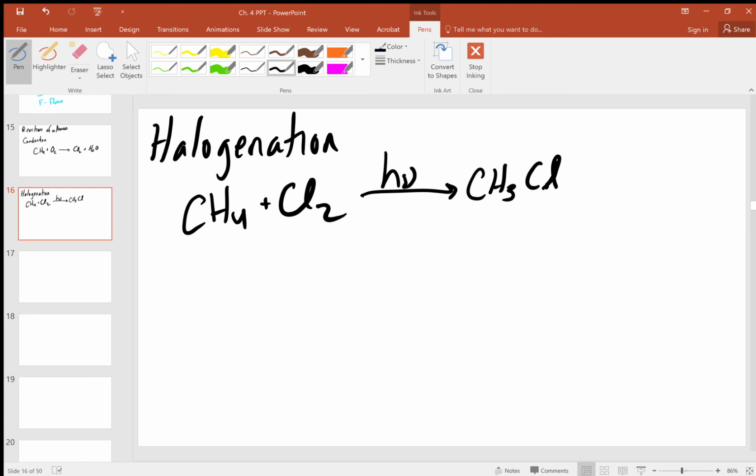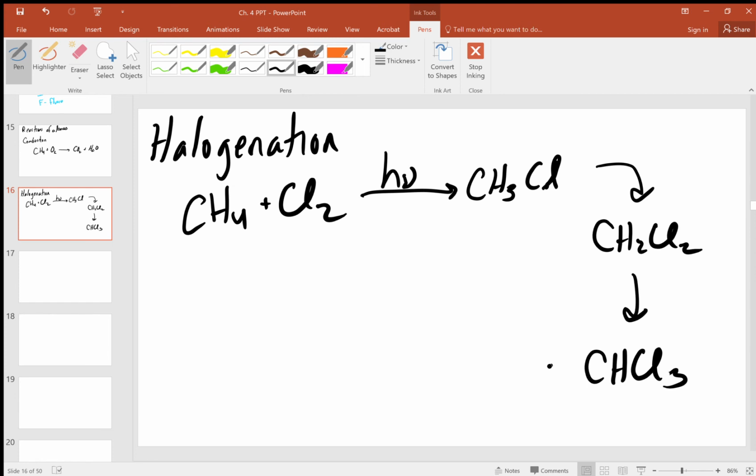However, sometimes with this reaction, control can be a pretty significant issue. This can actually react a second time or a third time, or under the most extreme conditions can react all the way until you don't have any hydrogens left. So sometimes a very helpful reaction, sometimes not so helpful. But that's really it for reactions of alkanes.